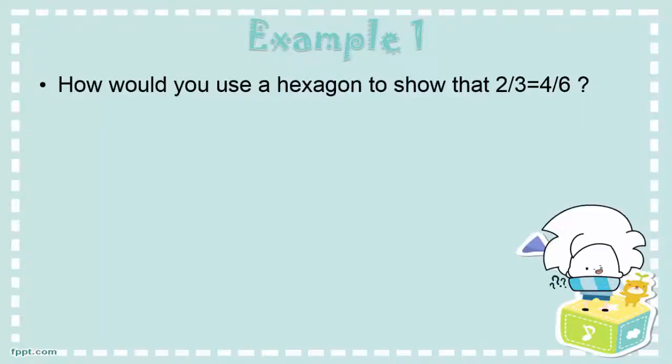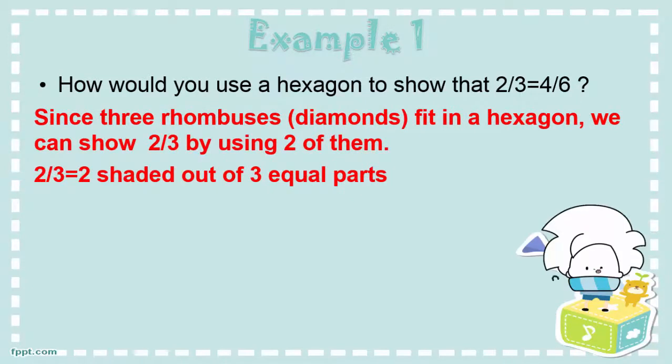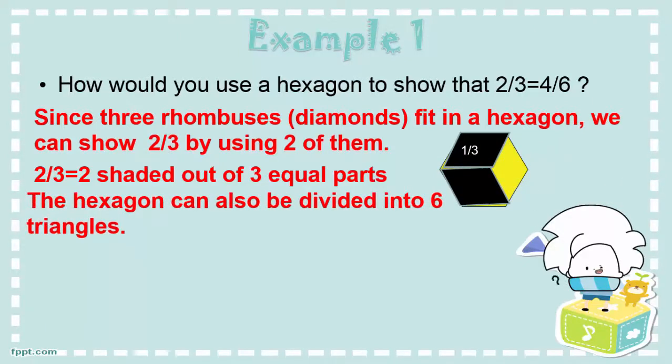Reviewing what we just did, since 3 rhombuses, diamonds, fit in a hexagon, we can show 2/3 by using 2 of them. So 2/3 is equal to 2 shaded out of 3 equal parts. So here we have our hexagon, which is 6-sided. And here a rhombus or a diamond is 1/3. And here's another third.